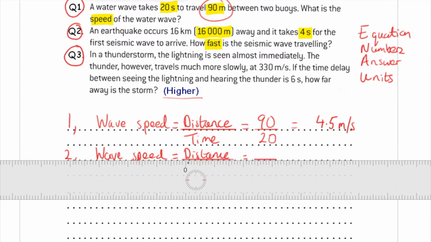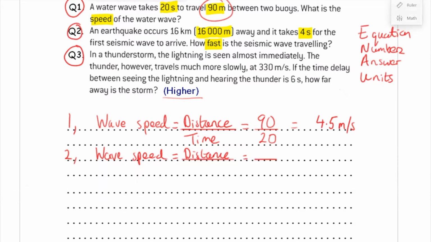Good habit again, just to use a ruler there. It keeps your presentation neat. It actually helps your thinking as well. If you can see things laid out clearly, you're more likely to get the answer right. So all I'm doing is putting in the numbers. So it's like this equation. Now I'm doing the numbers.